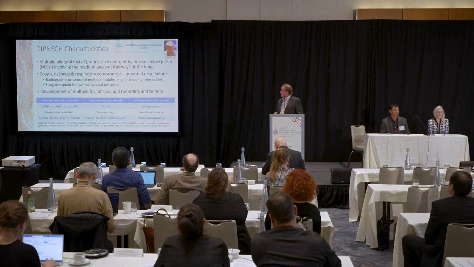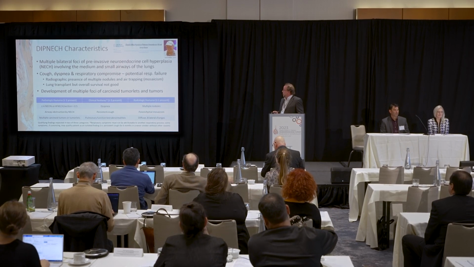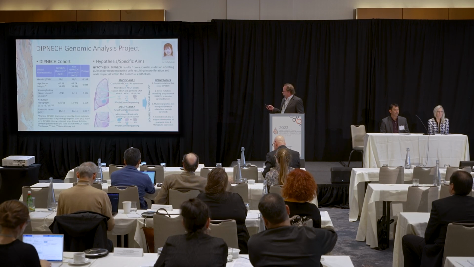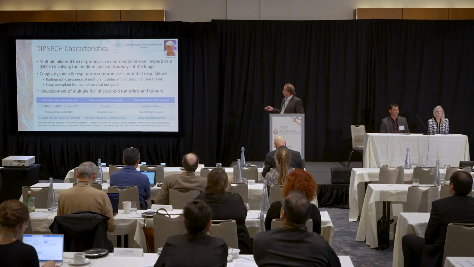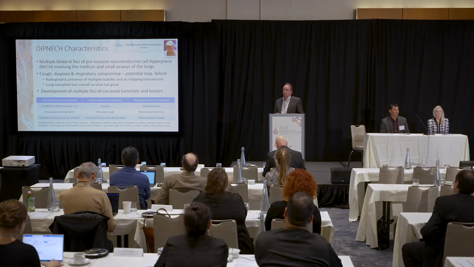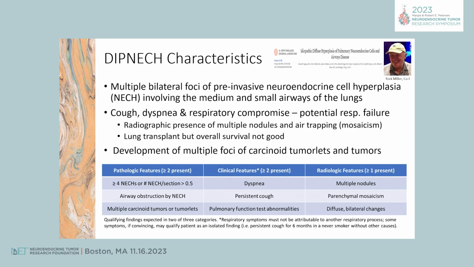So DIPNEC was first described just over 30 years ago, in an article by my longtime colleague, York Miller at the University of Colorado, who's also a co-investigator on this particular project. It's characterized by multiple bilateral foci of neuroendocrine cell hyperplasia. Specifically, these are focused on the medium and small airways of the lungs. And ever since that description, we've kept pretty close track of any pathologic features of DIPNEC in resected specimens at the University of Colorado.